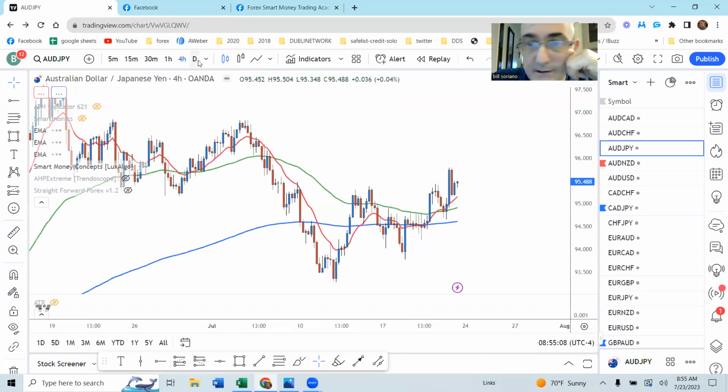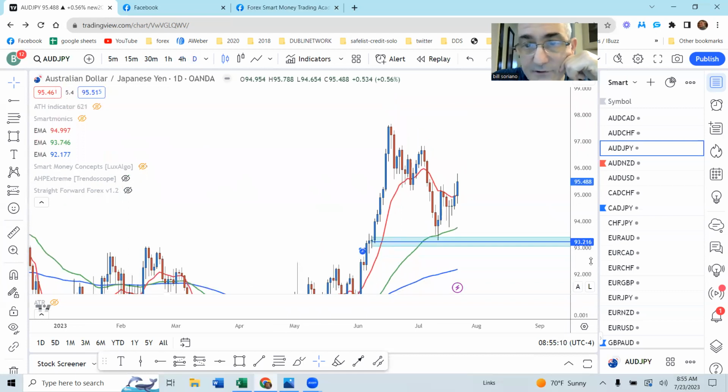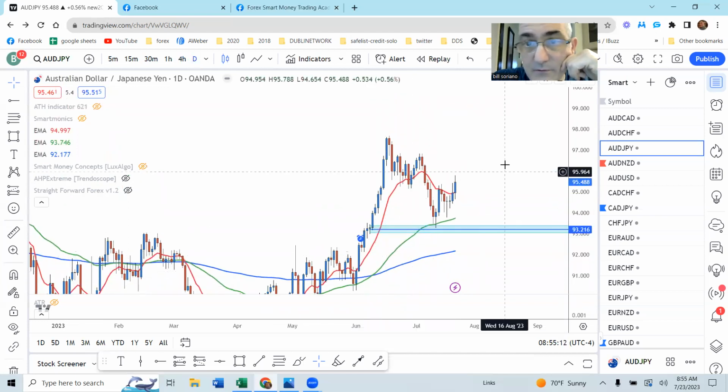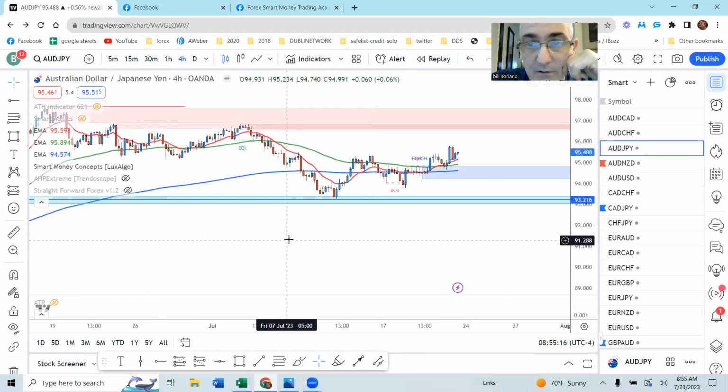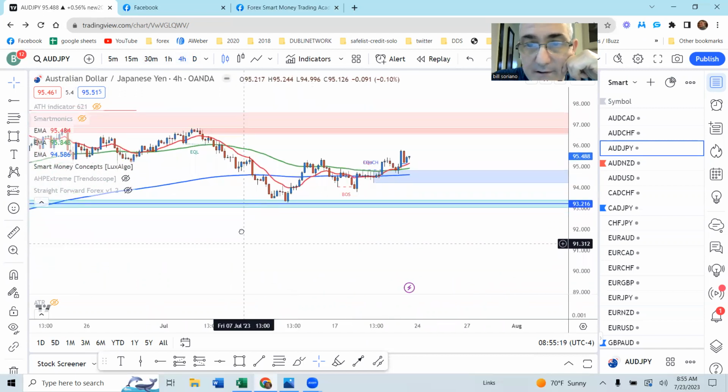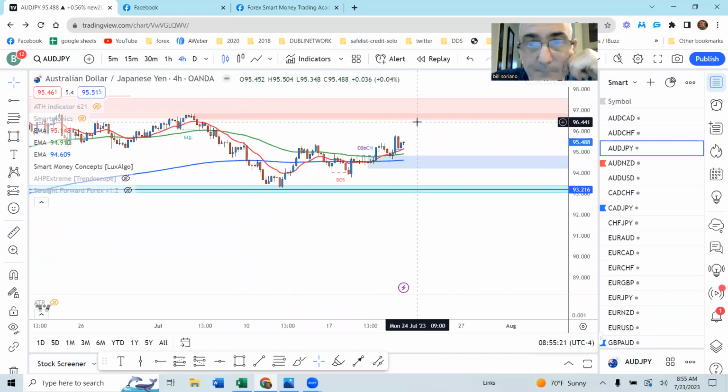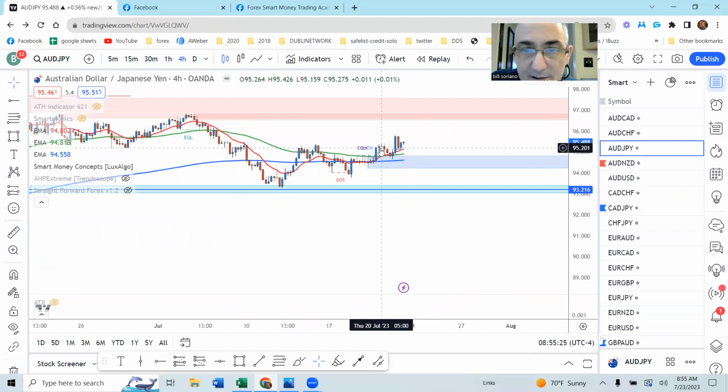Okay, let's keep going. Again, we always start on a daily chart. We want to see what the order flow is. This order flow is obviously bullish. Again, back to the 4-hour to find where is that order block we can trade from. Okay, so here we have a break of structure to the upside, as you can see here. And we're getting this order block right here.